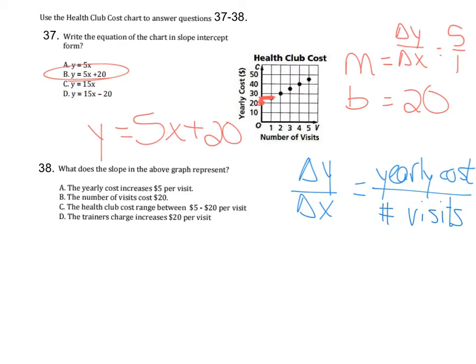So let's look over here. The yearly cost increases $5 per visit. Is that my slope? Change in y over change in x. Doesn't tell us anything about number of visits. Doesn't tell us about a range. We don't know anything about trainers. Where'd that come from? So the yearly cost increases. That means it's positive. This has positive slope. We go up $5 for every 1 visit.